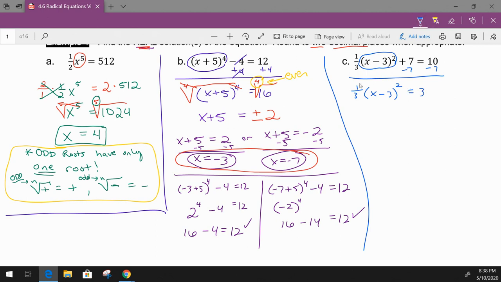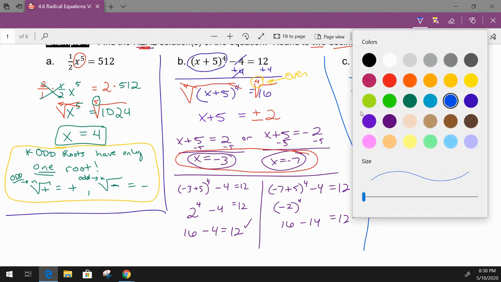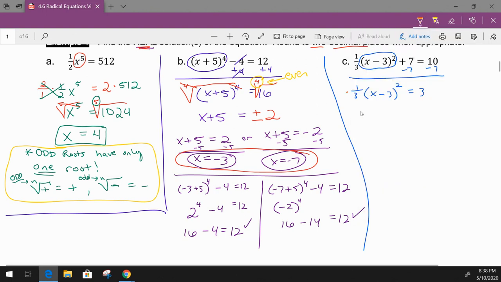Now to eliminate the 1/3, again, you would multiply by the reciprocal. The reciprocal of 1/3 is 3. So if we multiply both sides of the equation by 3, we end up now getting our x minus 3 squared equals 9. We then want to eliminate our square. So we're going to take the square root of both sides.